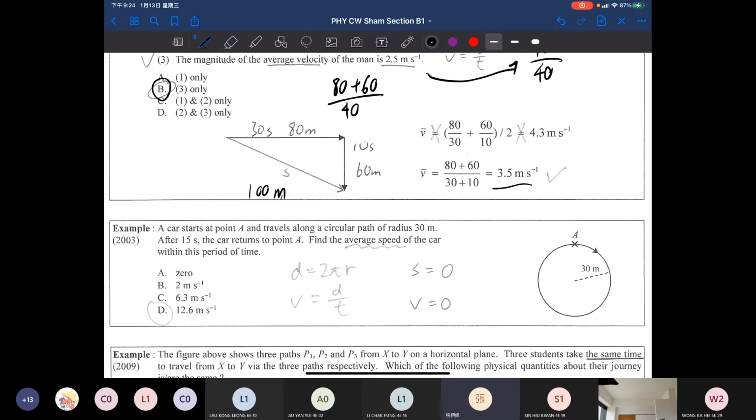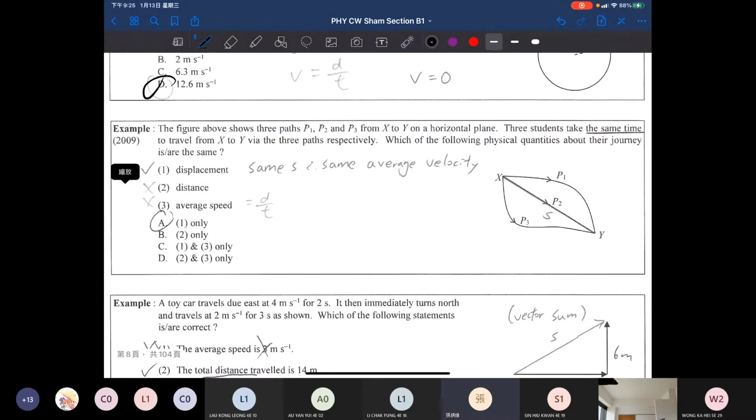Okay, 2πr, 2 times pi times 30 meters over 15. Then it will be D. Remember what it is asking you to calculate. It is asking you to calculate the average speed. If the question is asking you to calculate the average velocity, then because the starting point and the ending point of the path are the same, the displacement it travels is 0. Then the velocity is 0.